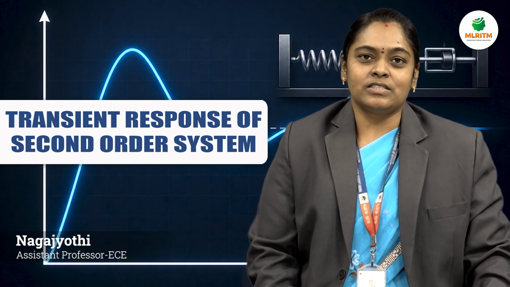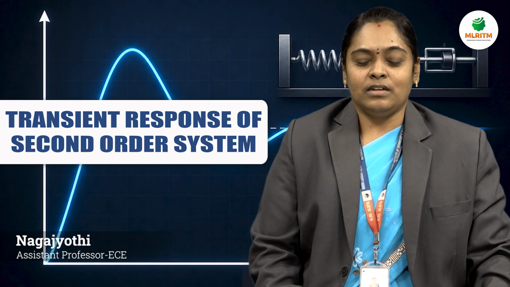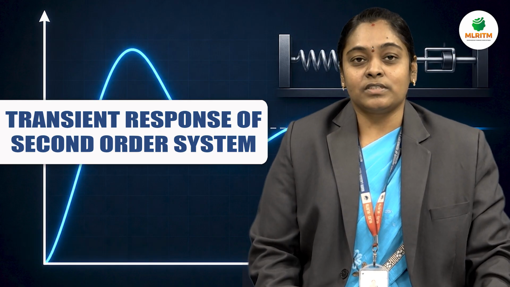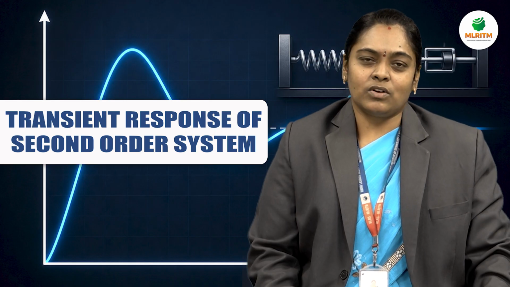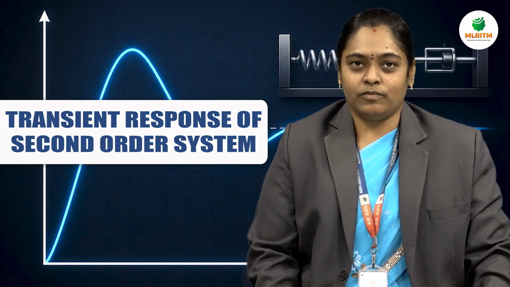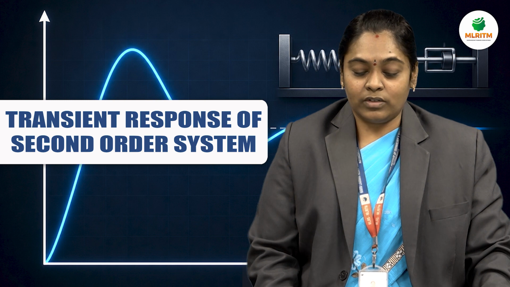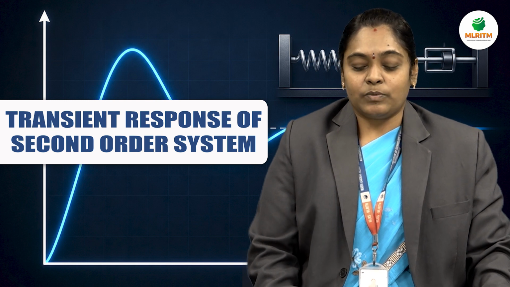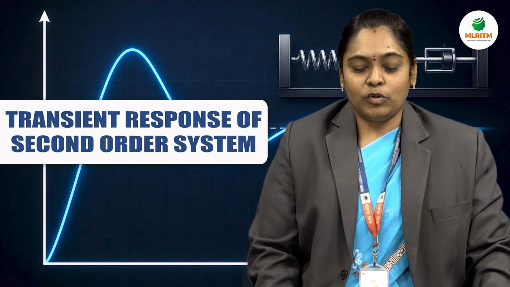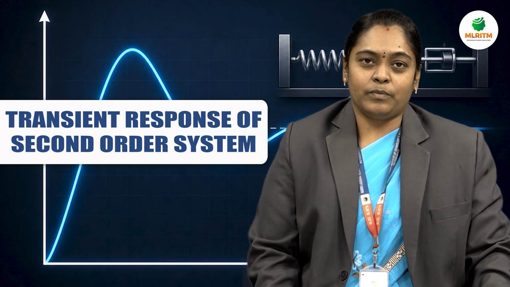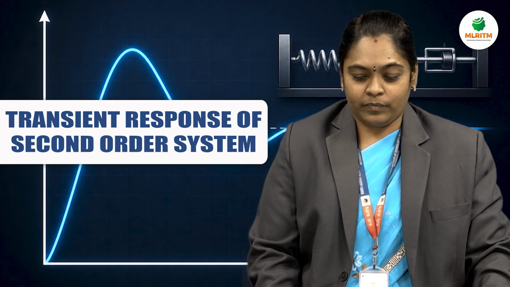So in the last lectures we have seen transient response analysis for a first order system. Whenever we talk about a first order system, the power of s should be 1. In this lecture we are going to discuss the transient response of a second order system for step input, and the time domain specifications and related problems regarding that topic.